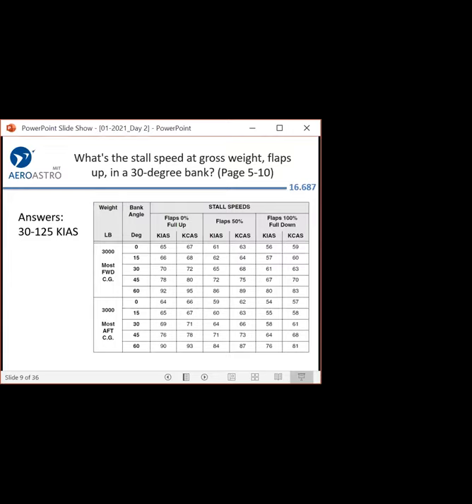Great question. And for those who are a little bit confused about forward CG, aft CG, that will be covered on day 4 in the weight and balance. And then you'll actually get to do, as part of the assignment, your own weight and balance. So we'll ask you to put in, as if you were flying an airplane, your weight, a friend's weight, and to calculate that CG.